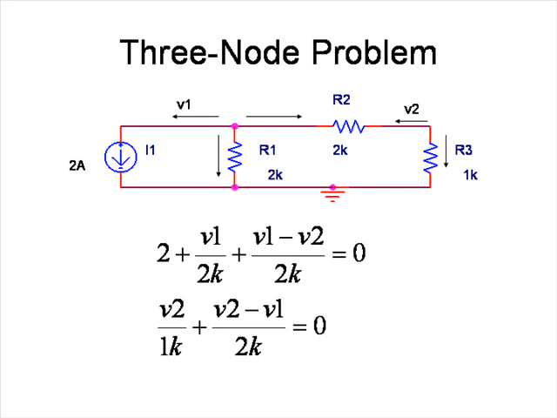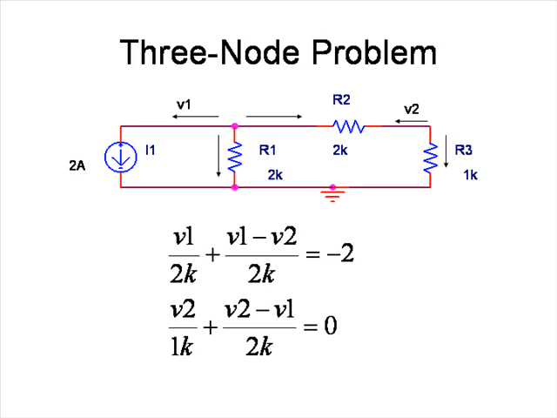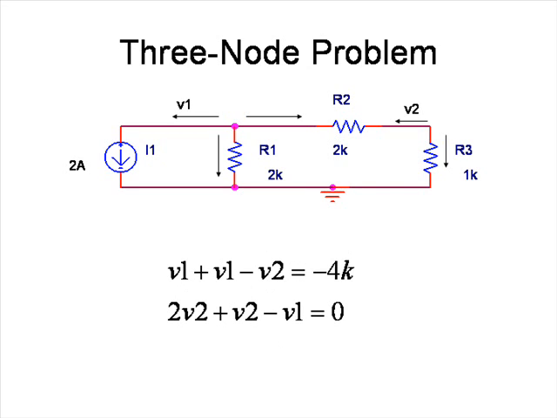Alright, so now we're ready to solve the equation. First thing we're going to do is move this 2 over here to the other side. That way we can get our fractions and our whole numbers organized. Then let's multiply. We're going to multiply the first equation by 2K. And we're going to multiply the second equation by 2K. And that gives us the following.